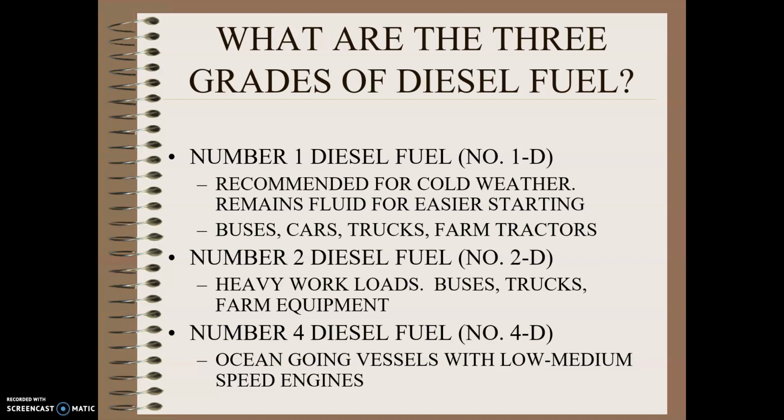But something you've got to consider. Number 2 diesel fuel is for heavy workloads, buses, trucks, and farm equipment mostly. And number 4 diesel fuel, ocean-going vessels with low, medium-speed engines. If we're talking about a barge, that engine's not going to run at a terribly high RPM. It's going to go kind of slow and steady. That's what number 4 diesel fuel is for. So those are your 3 primary types of diesel fuel.